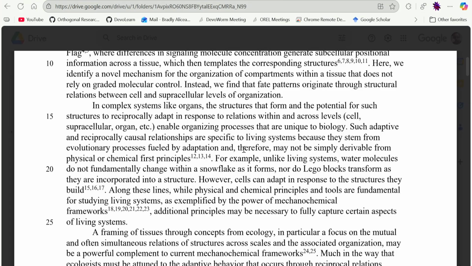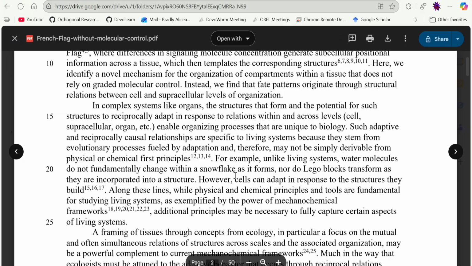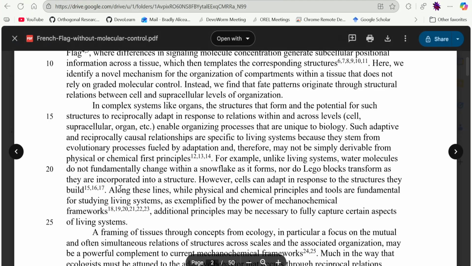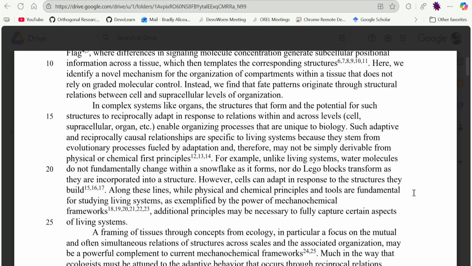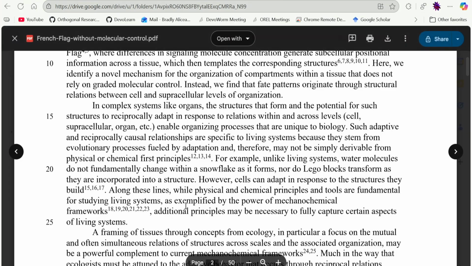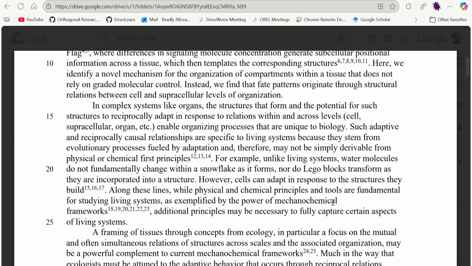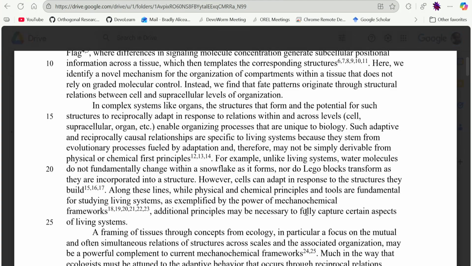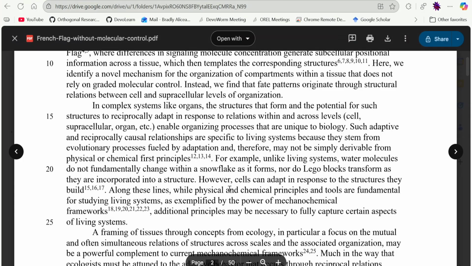So they give this example. Unlike living systems, water molecules do not fundamentally change within a snowflake as it forms, nor do Lego blocks transform as they build, or as they are incorporated into a structure. However, cells can adapt in response to the structures they build. Along these lines, while physical and chemical principles and tools are fundamental for studying living systems, as exemplified by the power of mechanochemical frameworks, additional principles may be necessary to fully capture certain aspects of living systems.